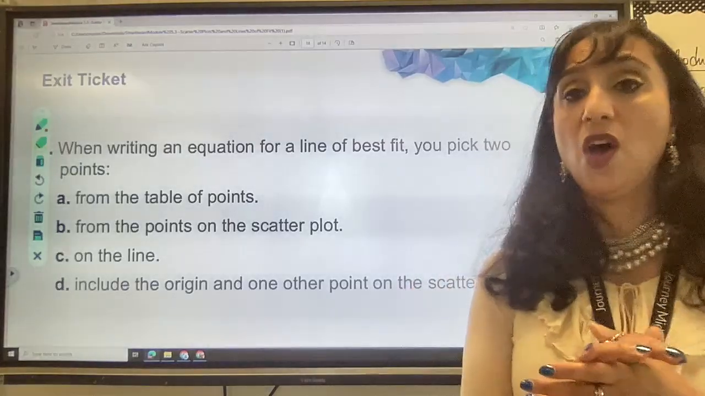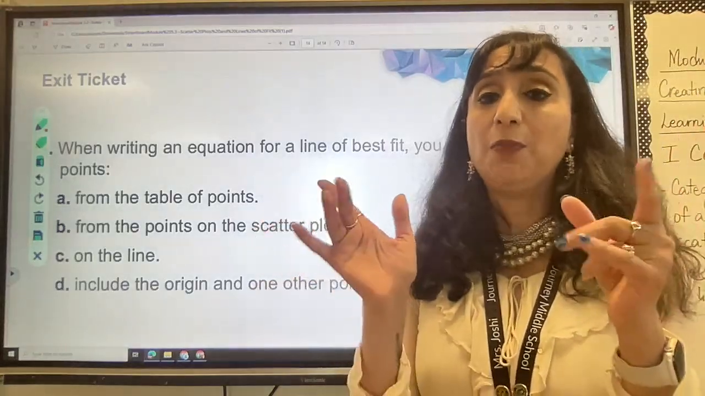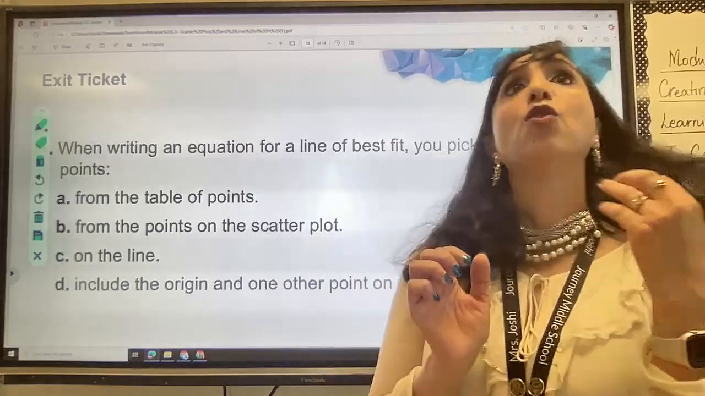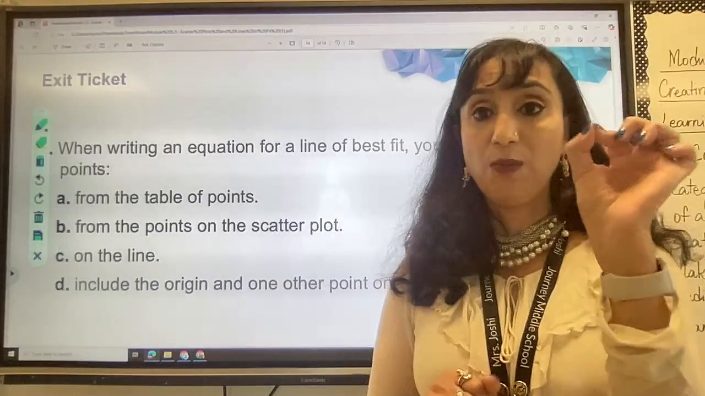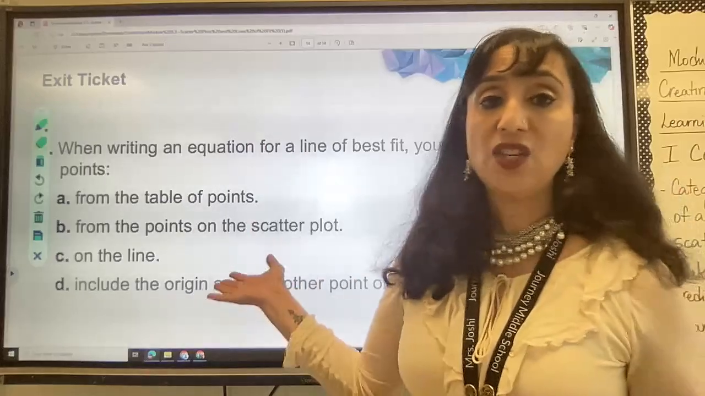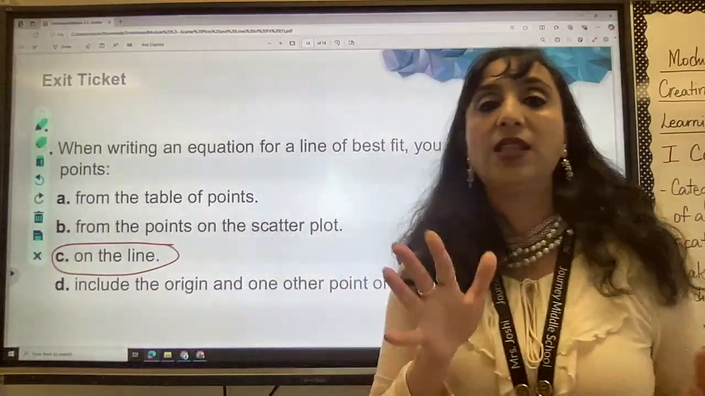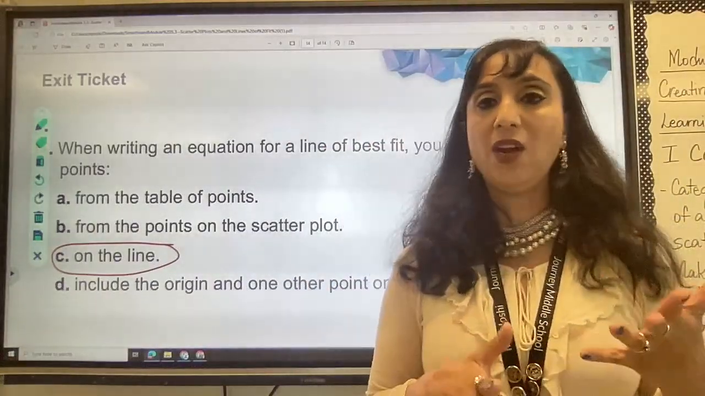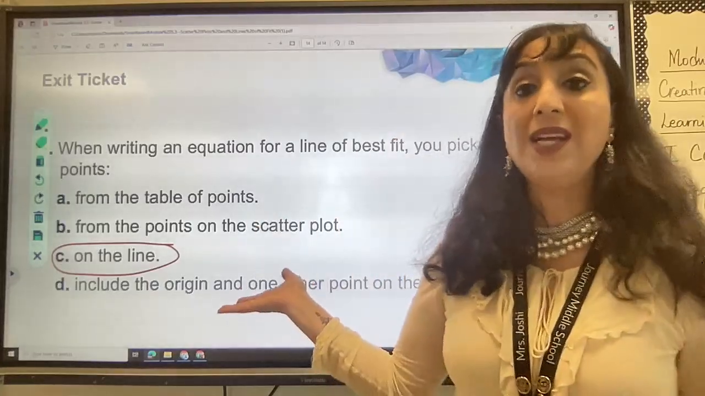So as you saw, we were looking at the line and picking the points on the line. We were trying to find those points which fall at a perfect intersection for us to take a point like that. So therefore, what is the answer on this? We are picking the points on the line. We're not looking at the table. We are looking at the trend and then we are picking points from the line.